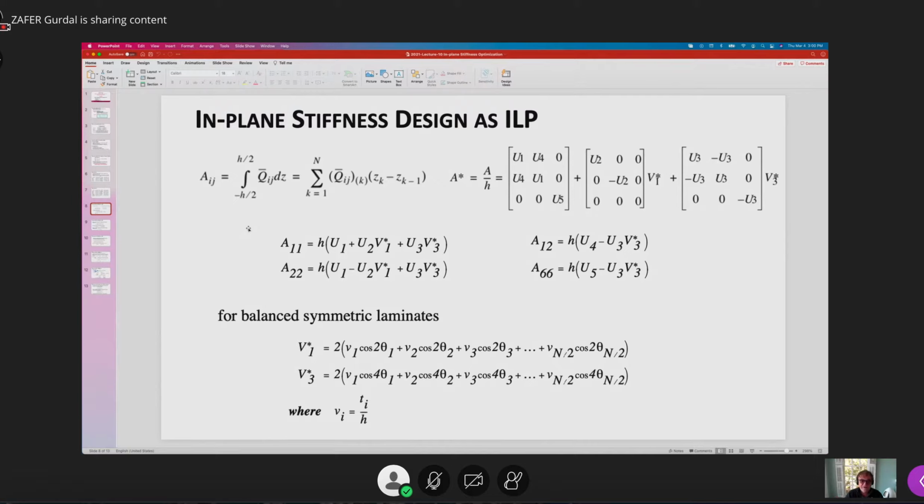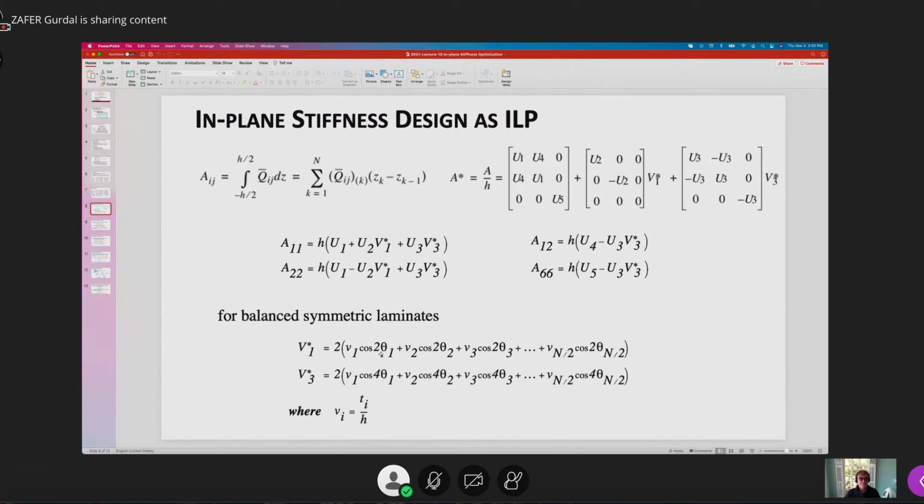Now, ply orientations are there in this V1 star and V3 star. This is the case where you might assume the laminate to be symmetric, because if it's not a symmetric laminate, there may be other terms. And then you can also assume a balanced laminate. For a balanced symmetric laminate, we said V1 and V3 are given in this particular form.